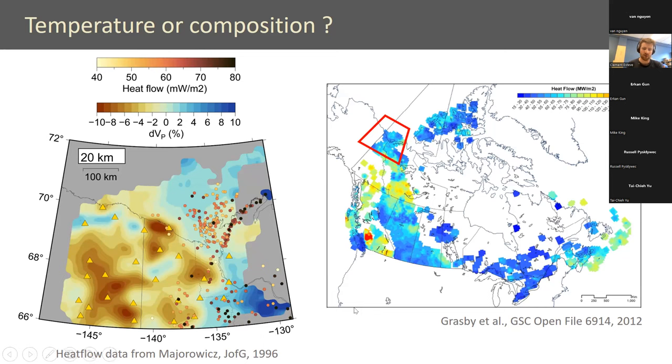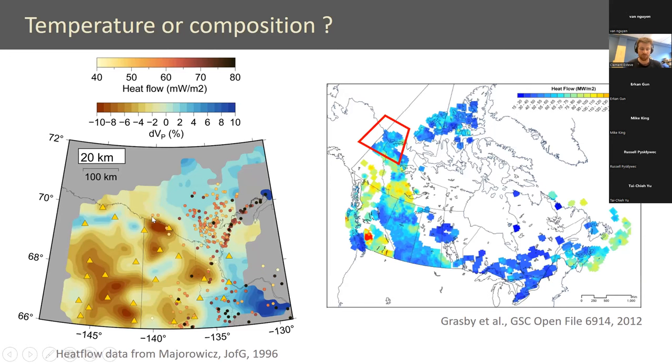So here we try to look at whether it's temperature or not, and so we plotted heat flow measurements. Why do we do that? Because seismic velocities would be, for example, very influenced by partial melting in the lower crust, and that would be seen in heat flow measurements. So if there were partial melting in the lower crust, you would expect very high heat flow measurements at the surface. Unfortunately, we don't have a lot of measurements around the low velocity anomaly that we have from our P wave model and S wave model.